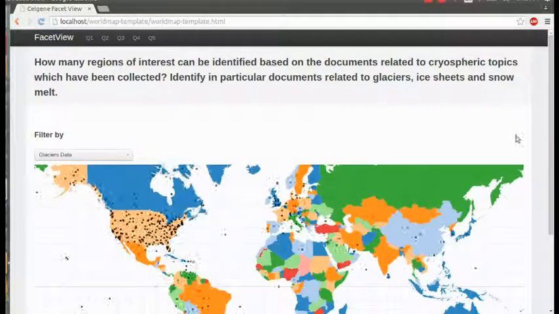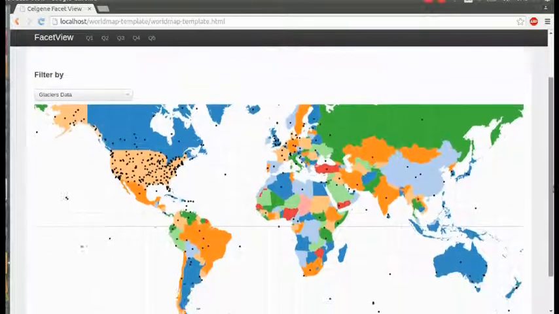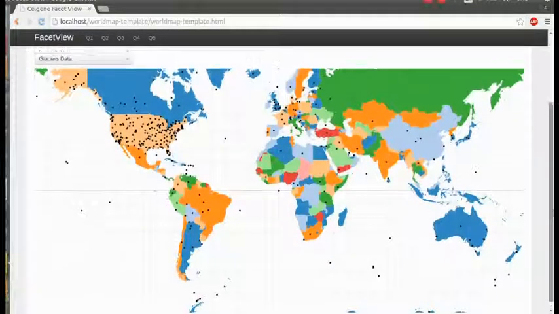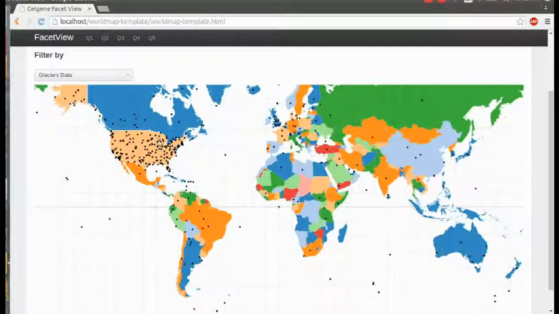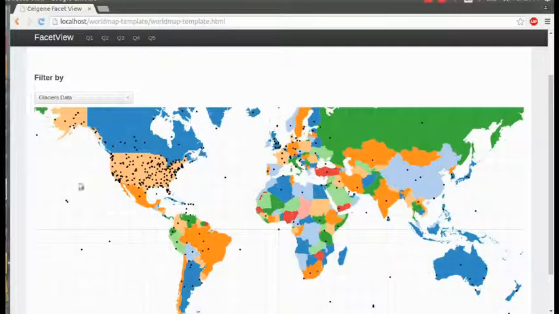As you can see, when you select glacier data, you see a map of the world with points on it which represent the location where a document related to glaciers was mentioned. When you hover over this point, it shows the location as Milwaukee in USA. As you can see, the glacier data is concentrated very highly in the US and a little bit in Canada.